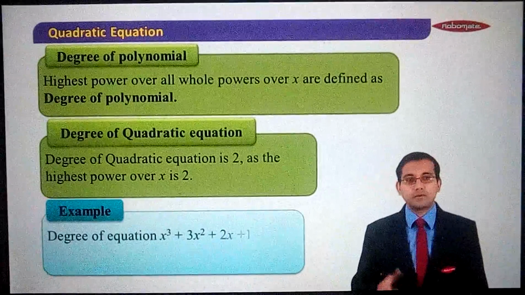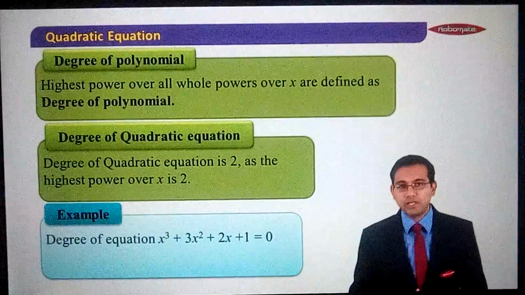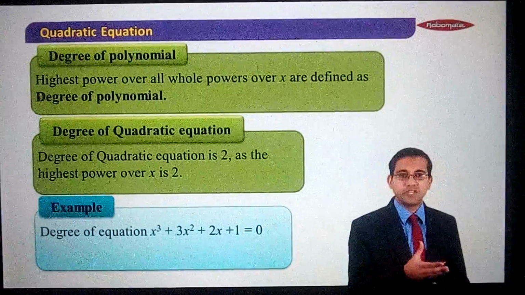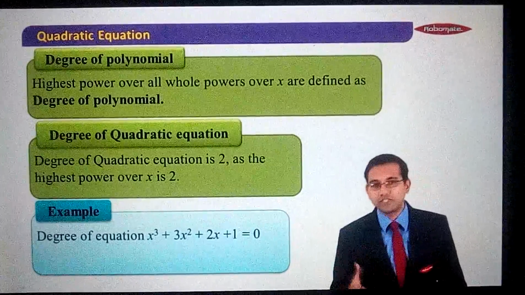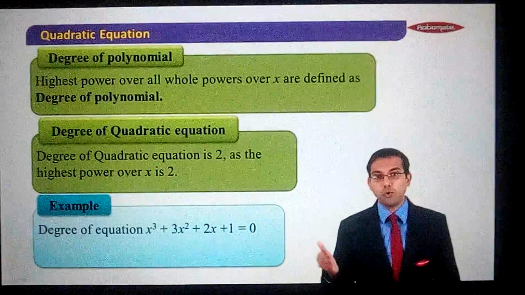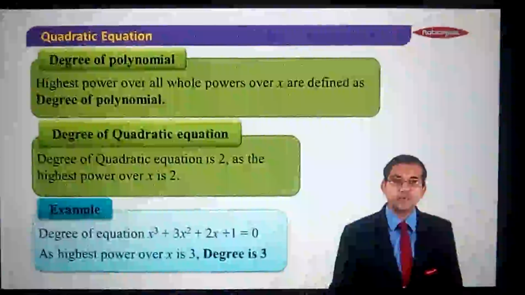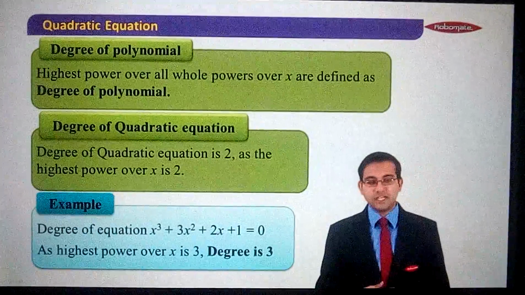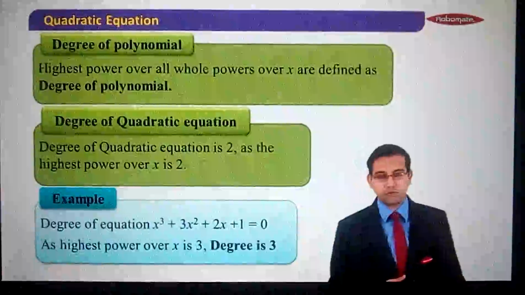Now let's see one more example of a polynomial. You see here a polynomial which is x cube plus 3x square plus 2x plus 1 equal to 0. Now what's the degree of this particular polynomial? The highest power among all whole powers is actually 3. Hence we say the degree of this particular polynomial is 3. It is called a cubic polynomial, for your information.